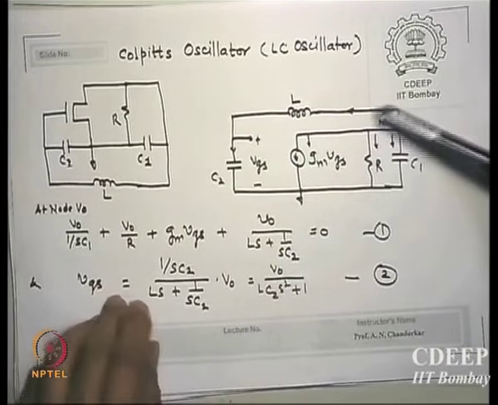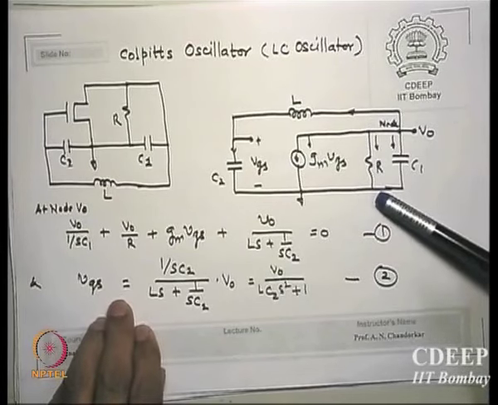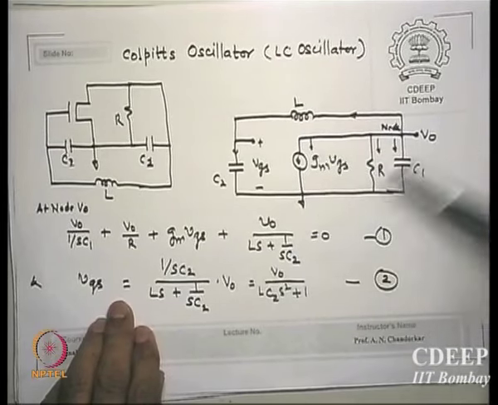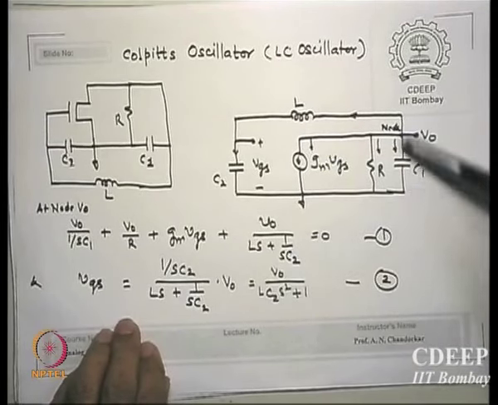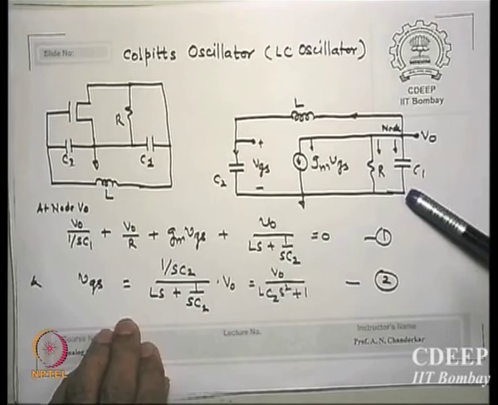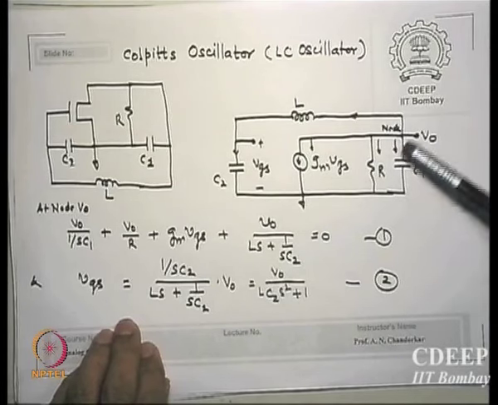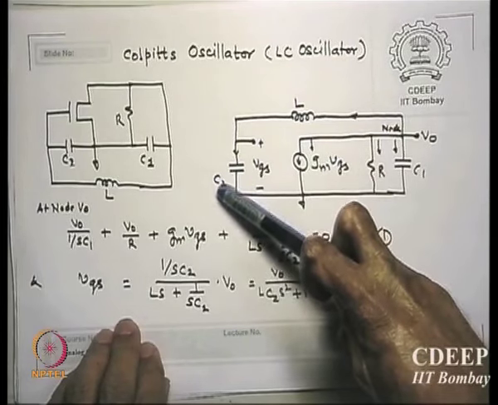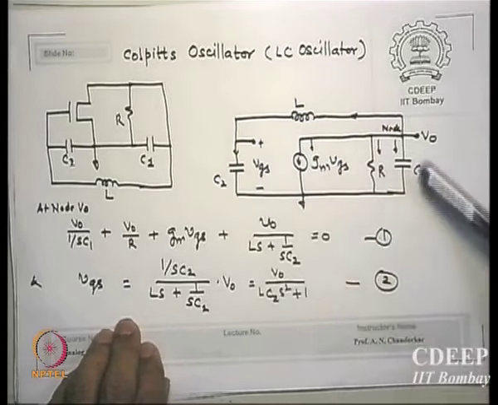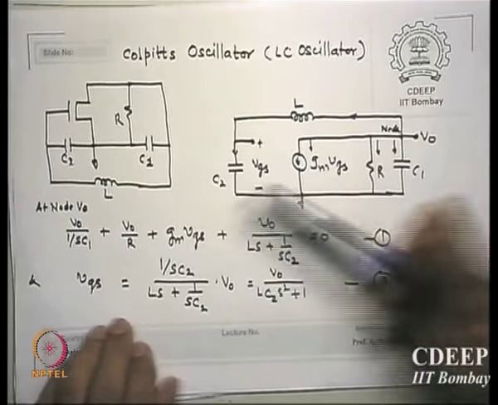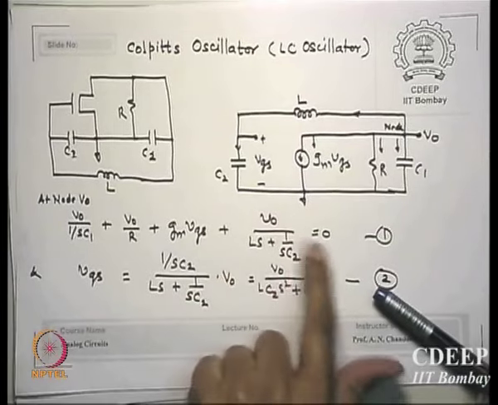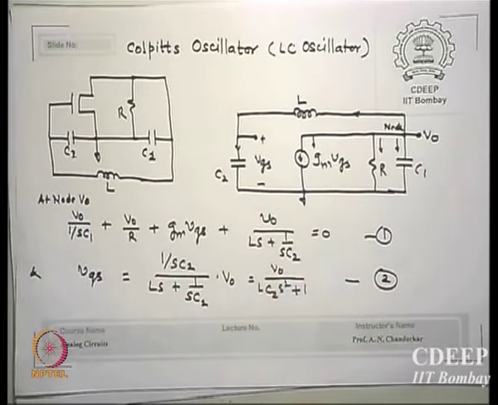V0 बाय R, एक ये करंट है, एक GMVGS करंट है, सेम डायरेक्शन. OK, V0 upon 1 upon SC1 is another third current. और फोर्थ करंट किधर है? जो इंडक्टर के तरफ से जा रहा है. Is that clear? ये आपका VGS है. If you say this, then it is V0 upon LS plus 1 upon SC2 is the fourth current. All currents should sum up to zero like Kirchhoff's law.